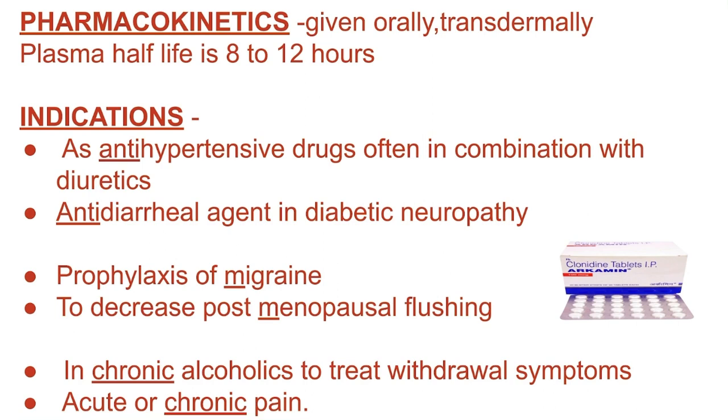And M, we use this drug in migraine and postmenopausal flushing. So prophylaxis of migraine and to decrease postmenopausal flushing. And C, in chronic alcoholics and chronic pain. So in case of chronic alcoholics who are struggling with withdrawal symptoms, we can use this drug. And also in case of acute or chronic pain.